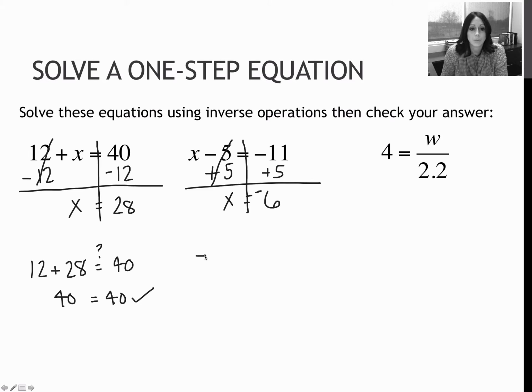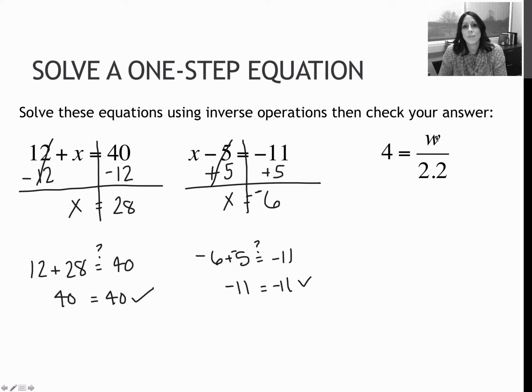And again, I can do my check. Negative 6 minus 5 equals negative 11, I hope. And then if I do, in fact, add negative 6 and negative 5, I get negative 11 equals negative 11, and so it worked. Last one here, I've got 4 equals w divided by 2.2.